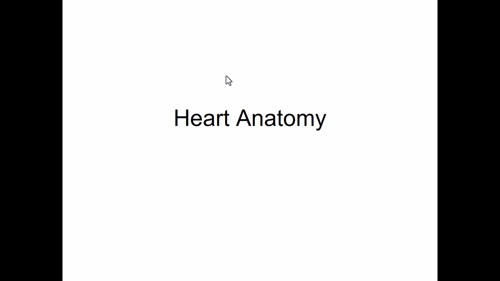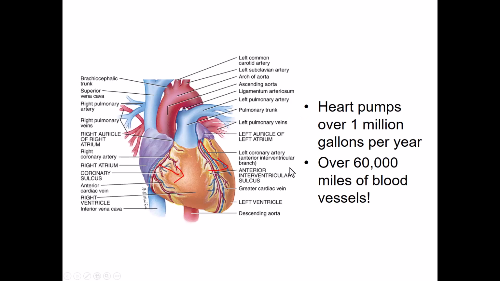We'll begin by looking at heart anatomy and the surface features of the heart. So the heart pumps over 1 million gallons per year, and if you take all the blood vessels, including the tiny little microscopic capillaries, you would have over 60,000 miles of blood vessels, which is quite impressive.